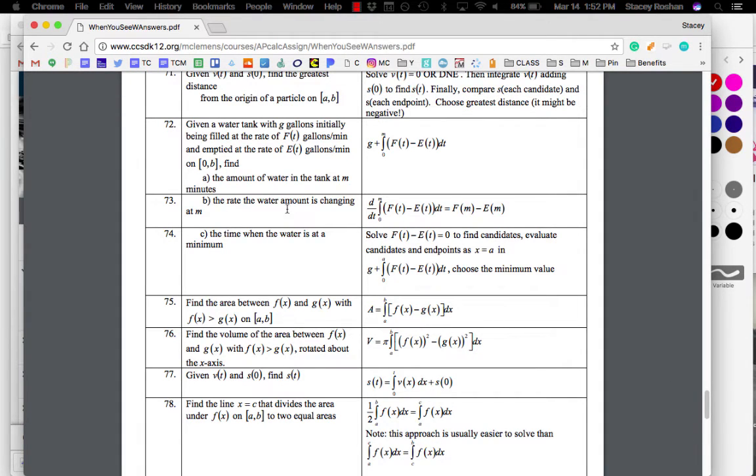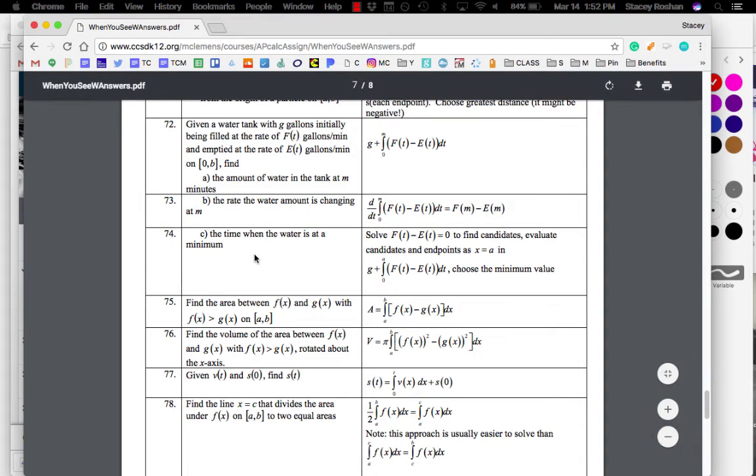Then to find the rate the water amount is changing, you would just take the derivative of this. And so the derivative of G is 0, and the derivative of the antiderivative brings you back to the function itself. So we would just get the function itself evaluated at that M, right? F of M minus E of M. So that's how you get this one here.